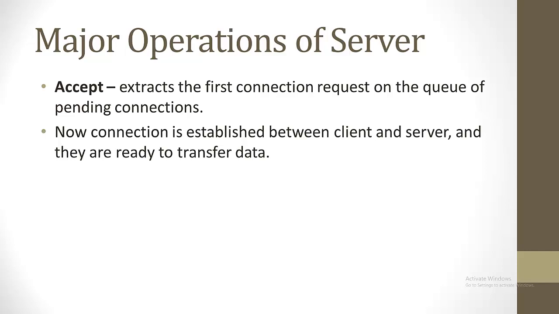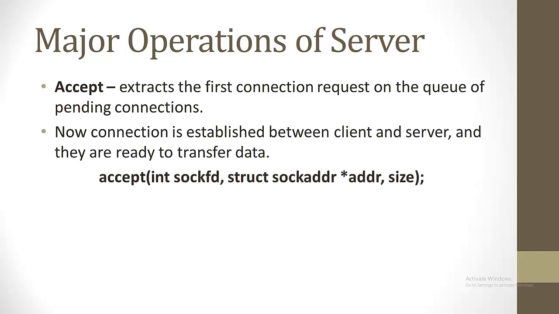The next one is important, the accept function. It extracts the first connection request on the queue of pending connections. Once the bind function is over, after bind, the server starts listening. Once the server starts listening, the client will initiate the connection using the connect function. Once the client initiates the connect function, the server will accept it. After accepting, the connection is established between the client and the server. And now the server or the client is ready to transfer data for two-way communication. And this is the syntax for that.